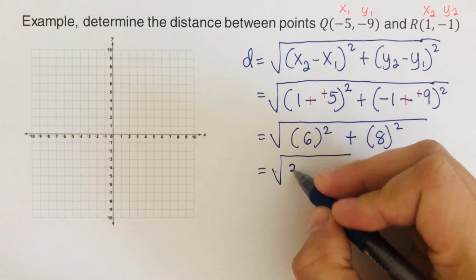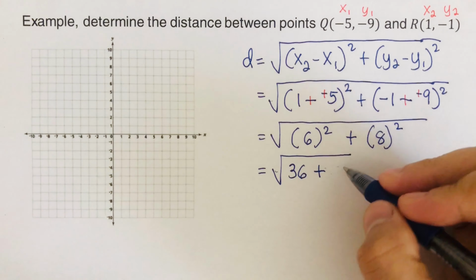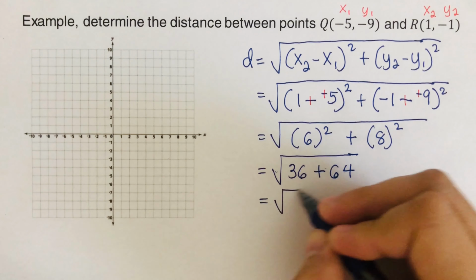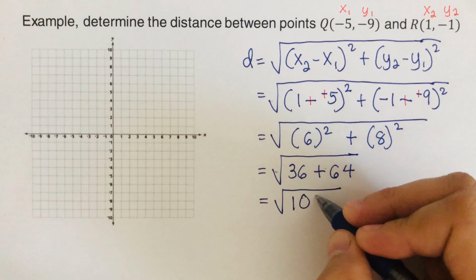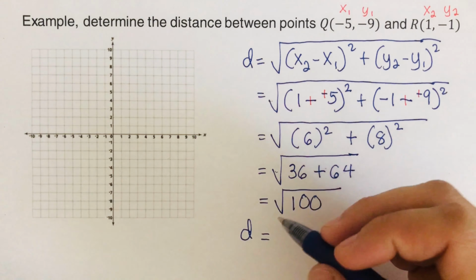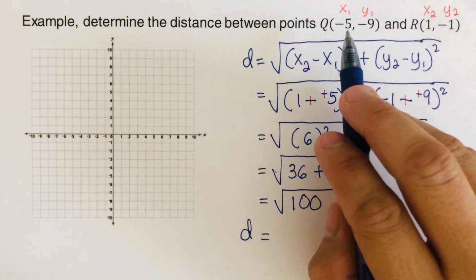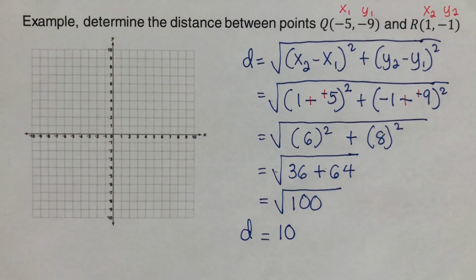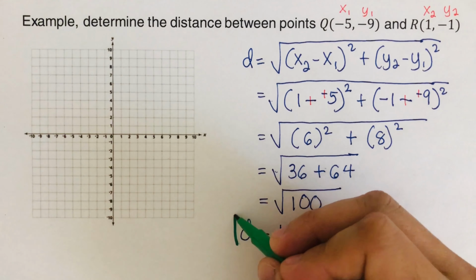So then from here, we go ahead and simplify this. 6 squared is 36 plus 8 squared is 64. So then we have the square root of 100, and the square root of 100 is 10. So the distance between these 2 points, Q and R, is 10. So that's 10 right there. So let's put this inside a box.